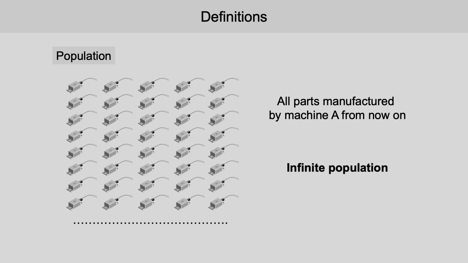If we wish to study all parts produced by machine A in the future, but we cannot obtain the parts made in the future, this makes the population infinite. In such cases of infinite populations, which means a population that is so large it is effectively limitless, we must use the sampling method. But the sampling method is not only for infinite populations, even finite populations can be sampled as well.